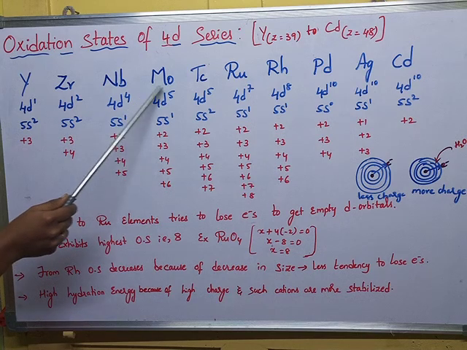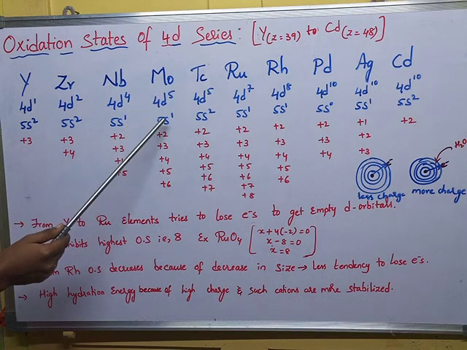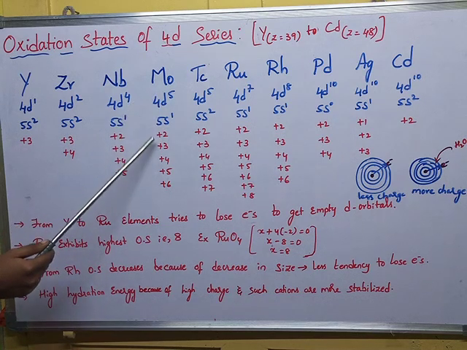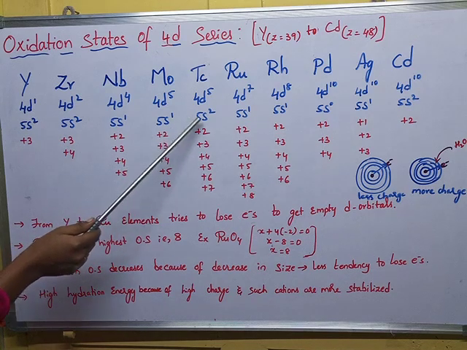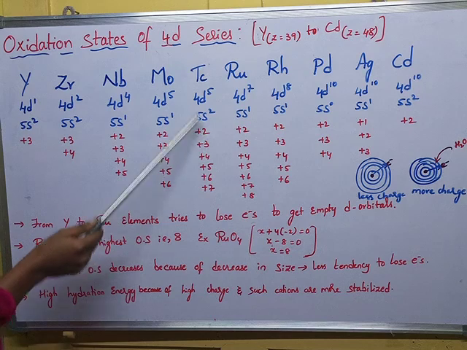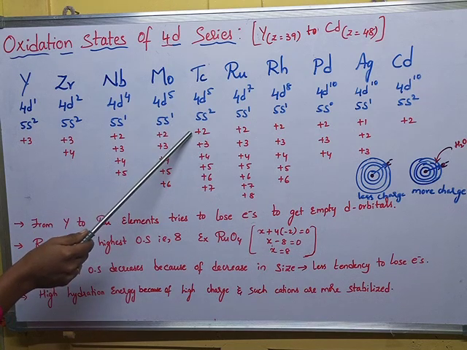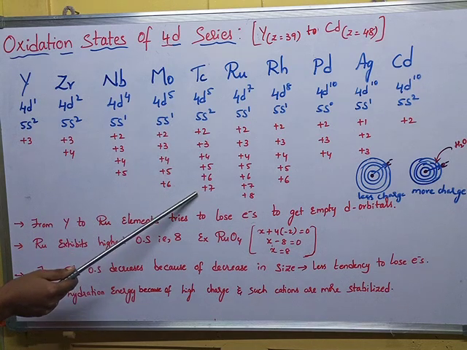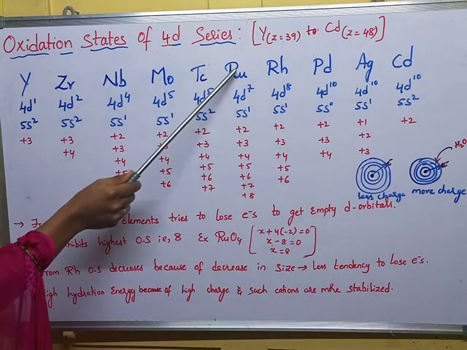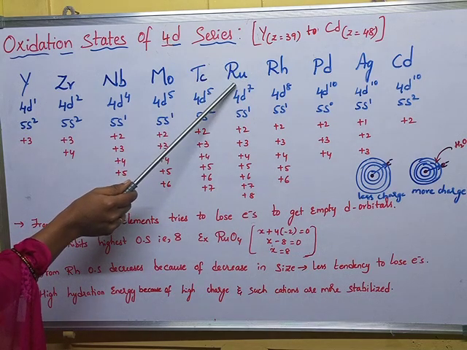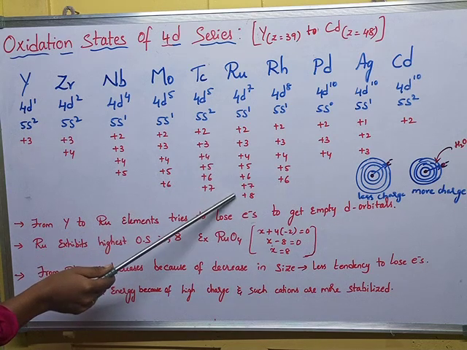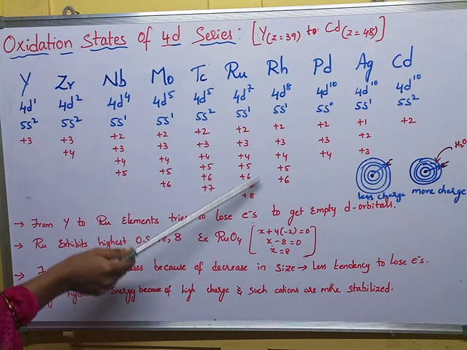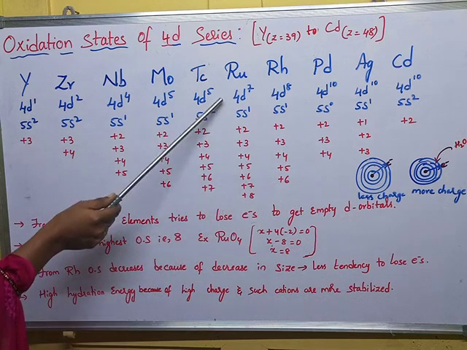Okay, next molybdenum. Molybdenum loses all 6 electrons and gets oxidation states from +2 to +6. Okay, next we have technetium. Technetium loses all 7 electrons and gets oxidation states from +2 to +7. Next we have ruthenium. Ruthenium loses all 8 electrons and gets oxidation states from +2 to +8. Okay, this is the element which shows the highest oxidation state in this series.